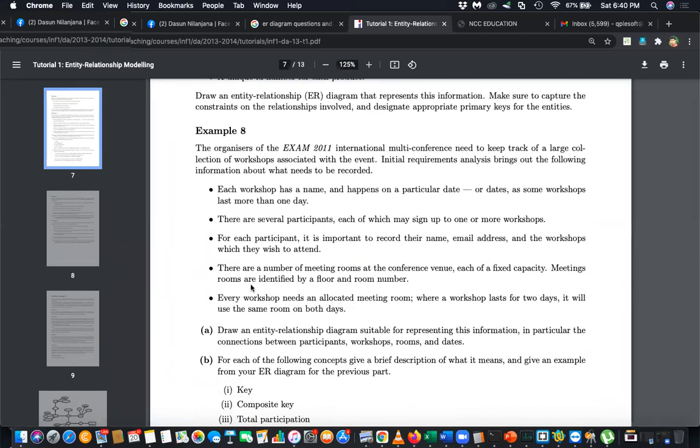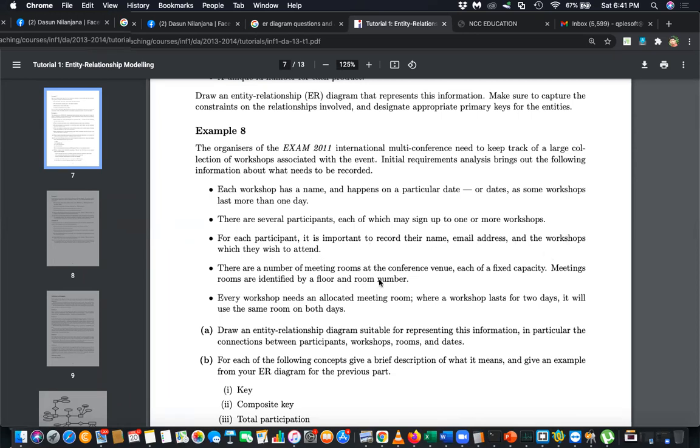Workshop, we need this one. For each participant, it's important to record the name, email, and the workshop which they want to attend. So name and email are entities. Workshop is the relationship. Right?